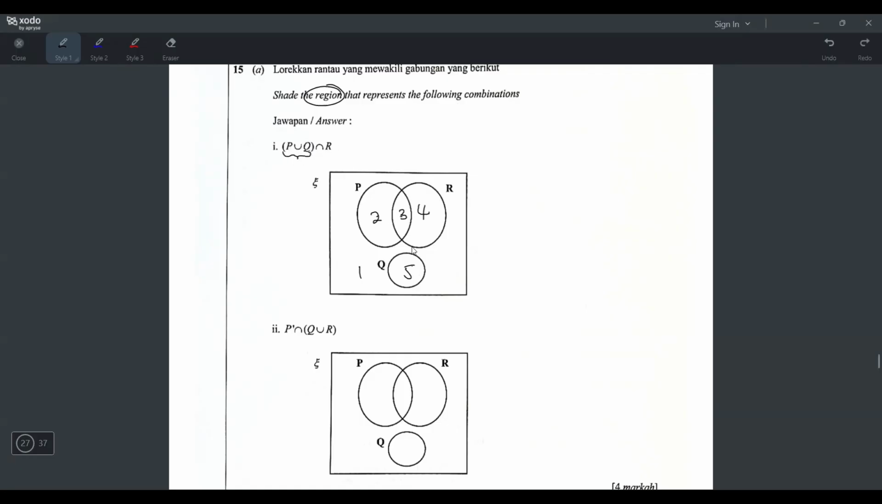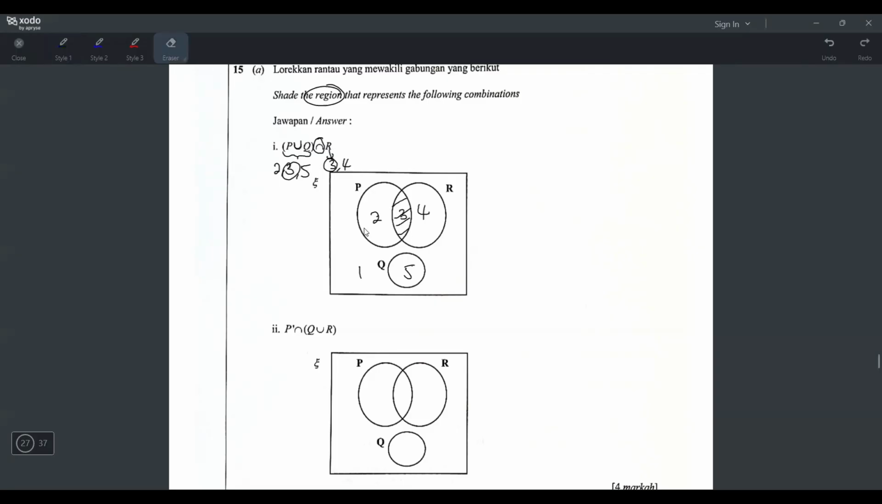So P union Q is actually P 2, 3, Q 5, and if they say union means you combine everything, right? You combine everything. So 2, 3, 5. And then for R will be 3 and 4, right? But if they say intersect, you cannot combine. If union, then you combine all the regions. If intersect, you choose the overlap region. So the overlap region is 3. That means the answer is 3, right?